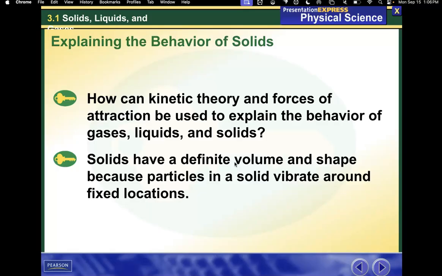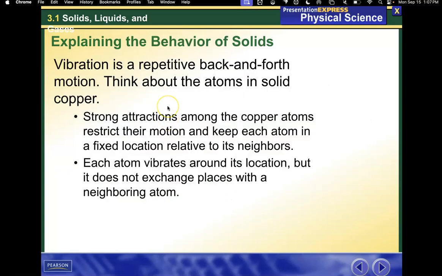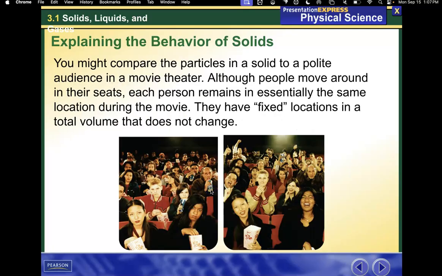How can kinetic theory and forces of attraction be used to explain the behavior of gases, liquids, and solids? Solids have a definite volume and shape because particles in a solid vibrate around fixed locations. Vibration is a repetitive back and forth motion. Think about the atoms in solid copper. Strong attractions among the copper atoms restrict their motion and keep each atom in a fixed location relative to its neighbors. Each atom vibrates around its location, but it does not exchange places with a neighboring atom.